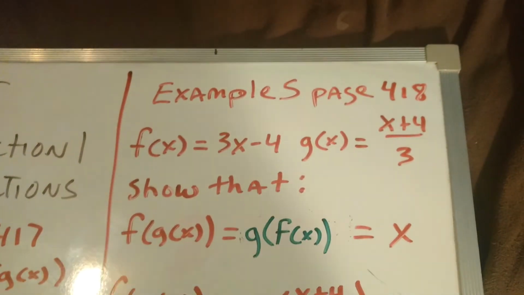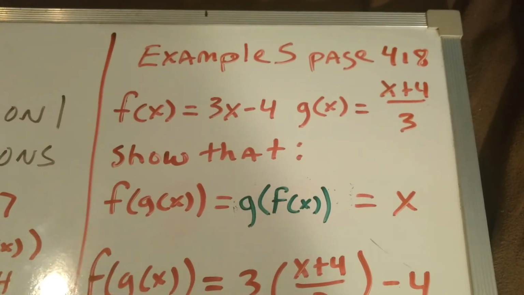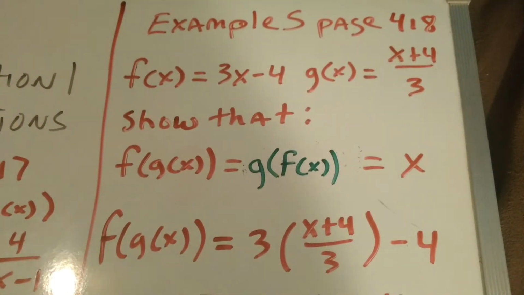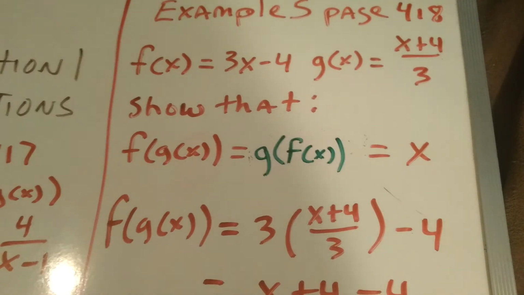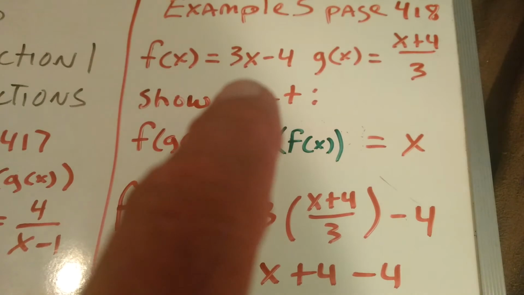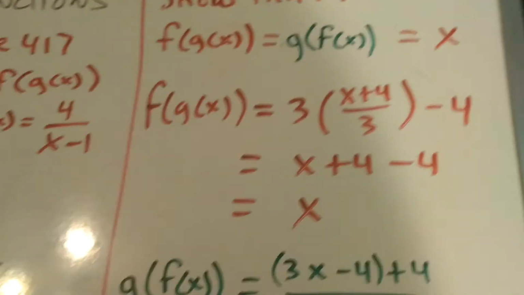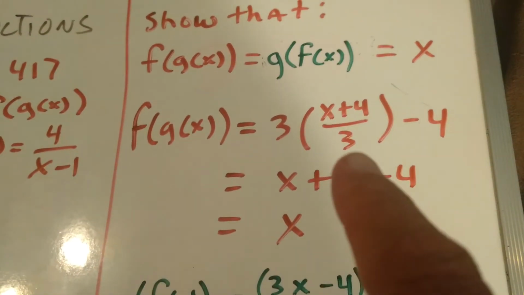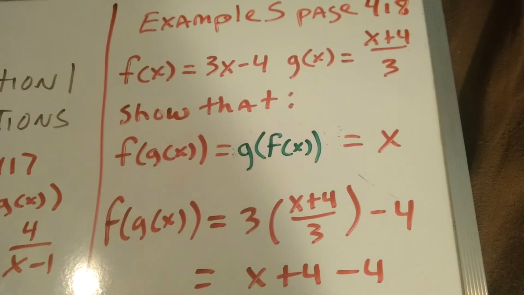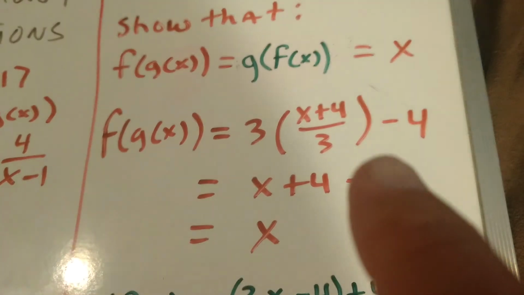Last question in this section, example 5, page 418, says you have f of x equals 3x minus 4, g of x equals x plus 4 over 3. Show that f of g of x, in other words, sticking g in f, and g of f of x, taking f and sticking it in g, both equal x. All right, so here's f of g of x. I'm going to take this x plus 4 over 3 and stick it in this x for f.